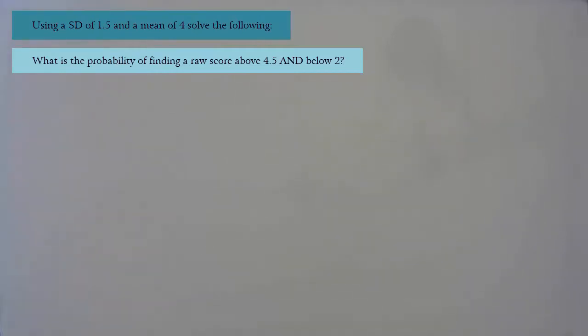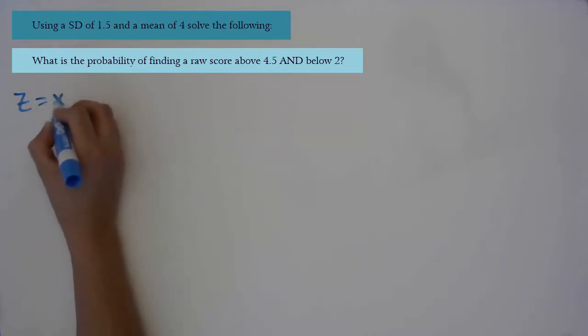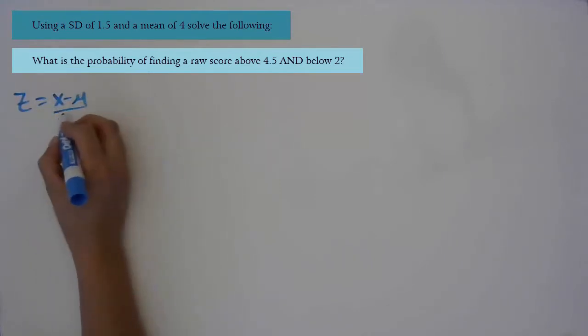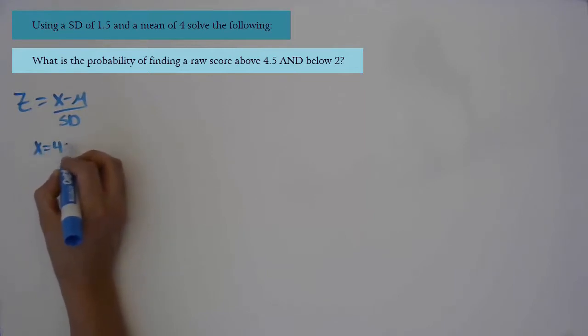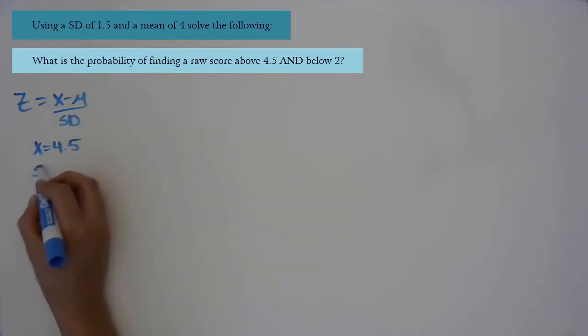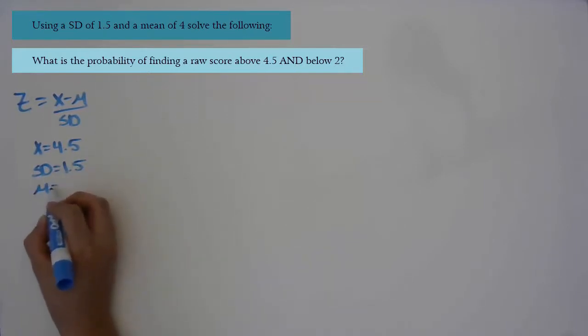What is the probability of finding a raw score above a 4.5 and below a 2? Okay, so first off, we need to find those z-scores. We're going to have to do them twice again because we have two different raw scores. So for our first one, we have 4.5. Standard deviation is 1.5. Mean is 4.